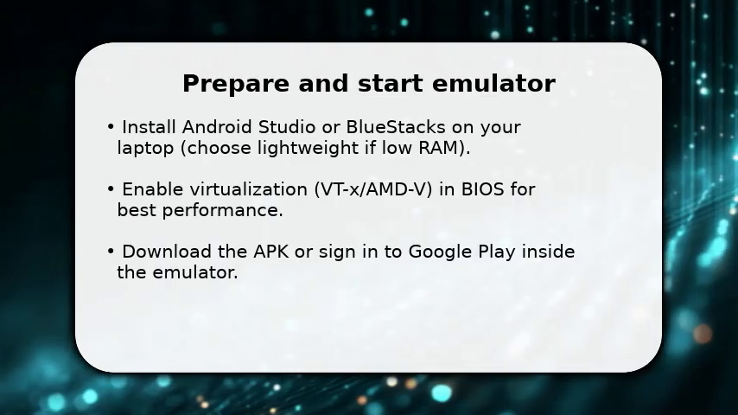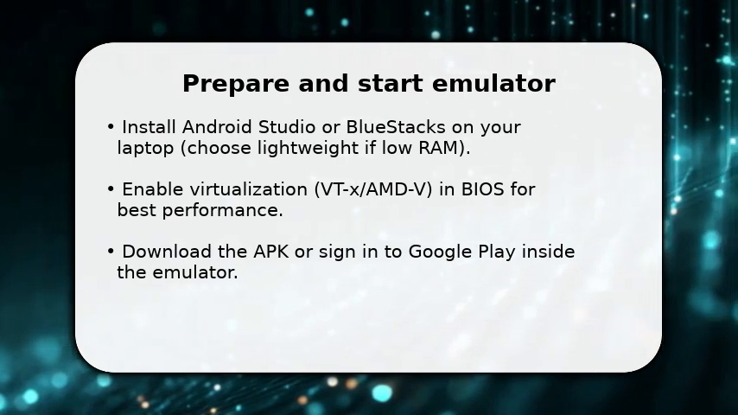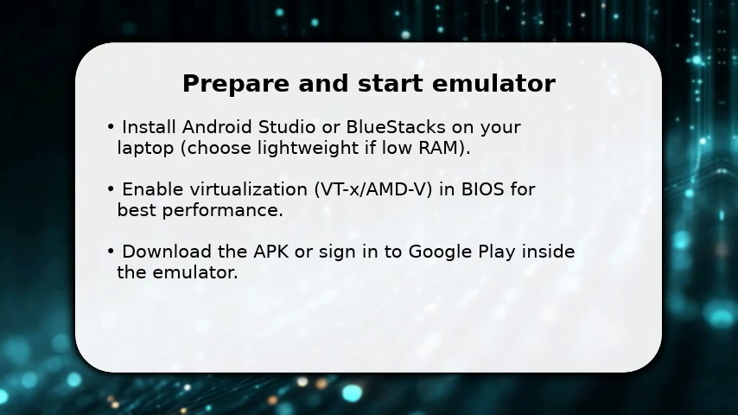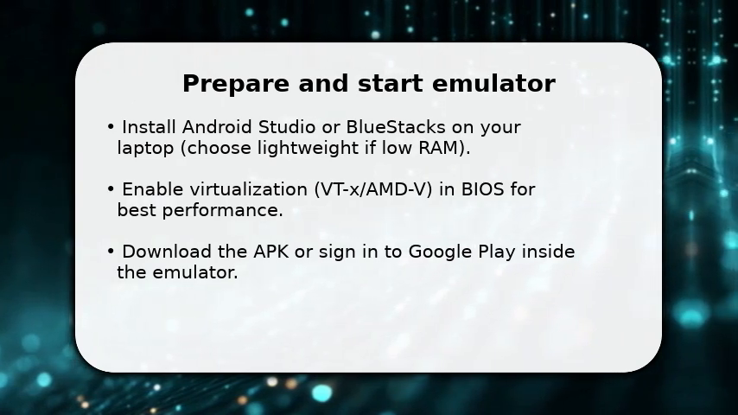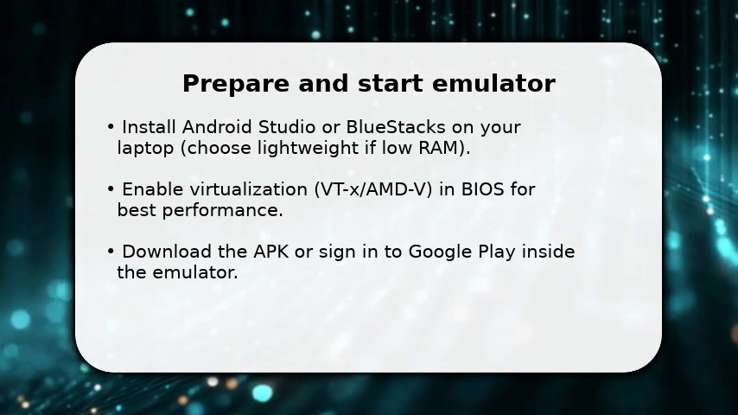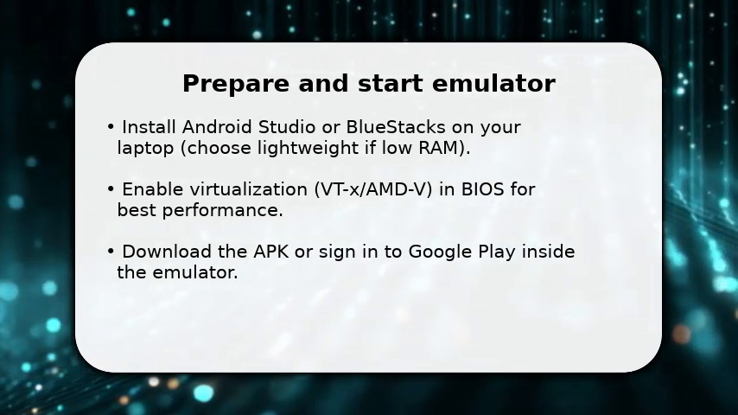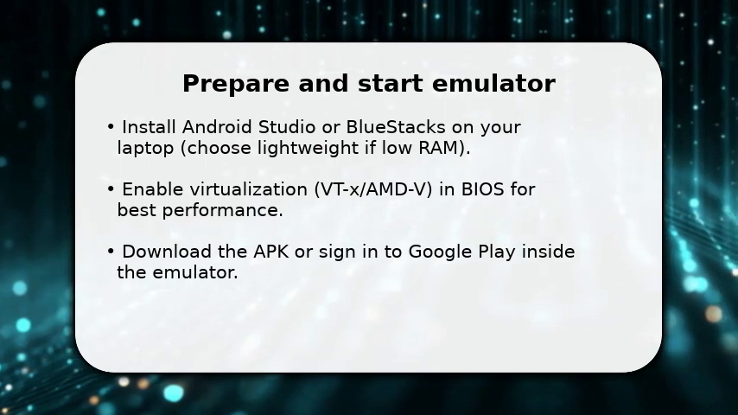You start by installing either Android Studio Emulator or a user-friendly option like BlueStacks. Pick based on your system resources. Once done, enable virtualization in BIOS so emulation runs smoothly and with less lag. Next, download the APK file or sign in to Google Play within the emulator to access apps.